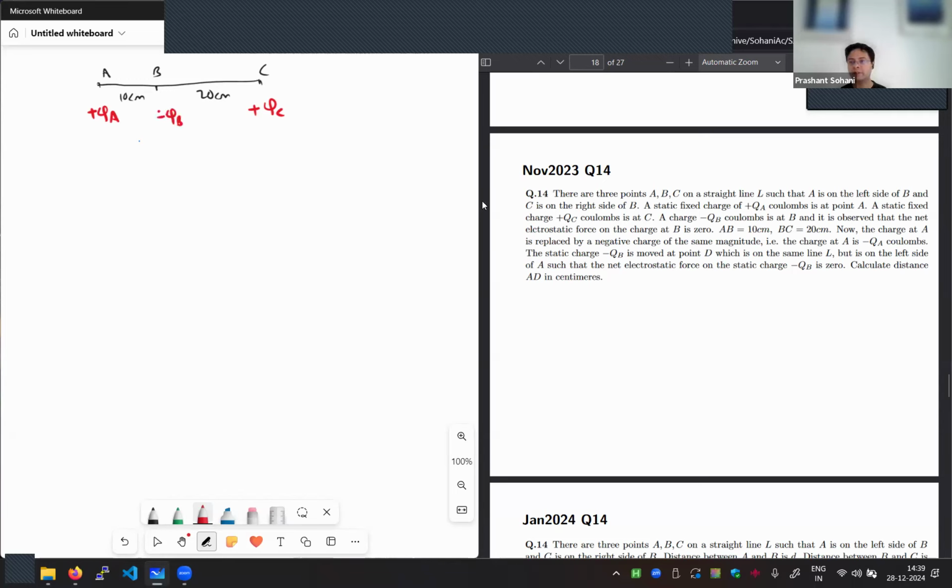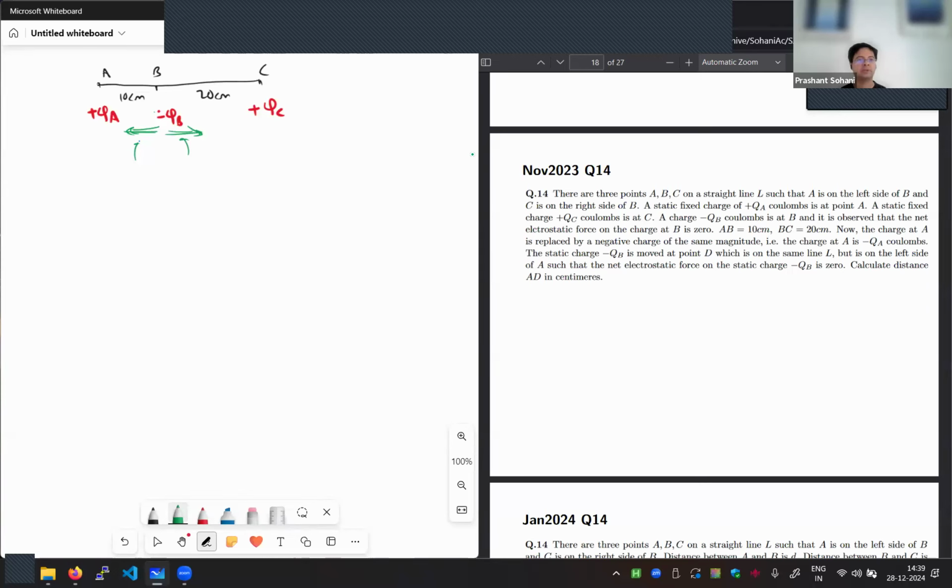And it is given that the total electrostatic force on B is 0, which means, if you see here, who is going to get attracted? So B is going to get attracted towards A and C, right? So B is going to get pulled in both directions. And what is being told is that the total sum of these forces is 0, which means that these forces have to be of equal magnitude, right? So if I just find the magnitude of these two forces, they should be equal.